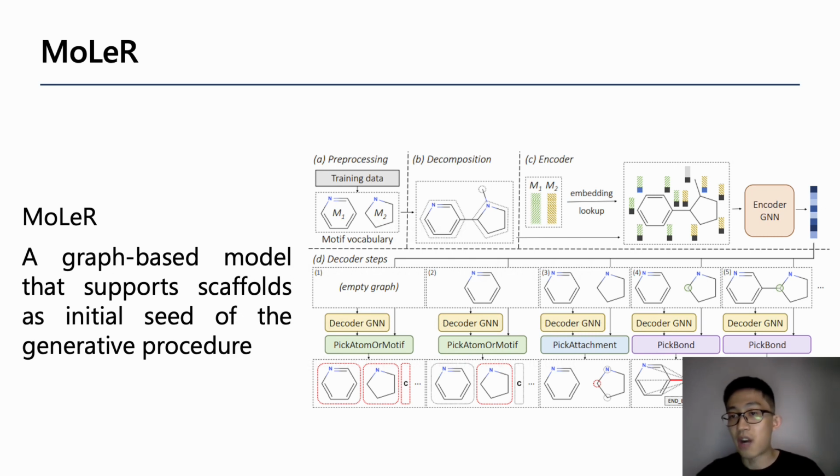So in this work, our research in the UK made something called MoLeR. Bear with me if I'm pronouncing it wrong. So this generative model has a standard encoder and decoder modules, which is quite standard. What makes this different is that it uses structural motif as a vocabulary. During the decoding process, motifs are picked and are connected by the picked bonds. And this architecture actually allows us to generate molecules with scaffolds as initial seeds.